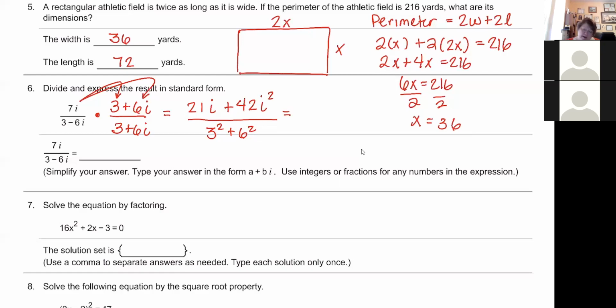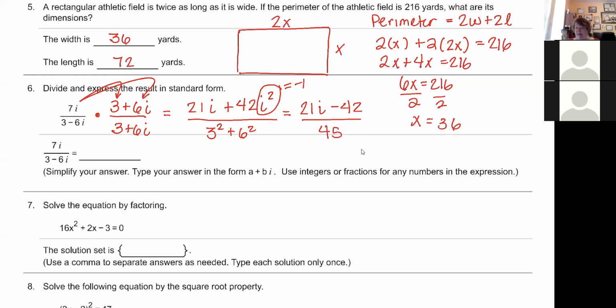I have 21i. i squared by definition is -1. i squared is equal to -1, so I get minus 42. This right here is -1. Divided by 9 plus 36 is 45.